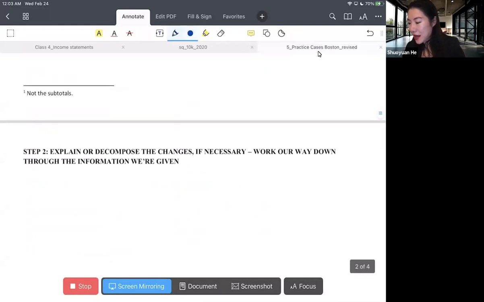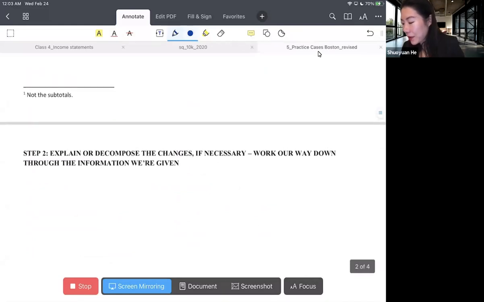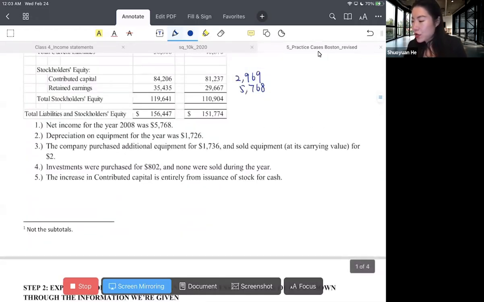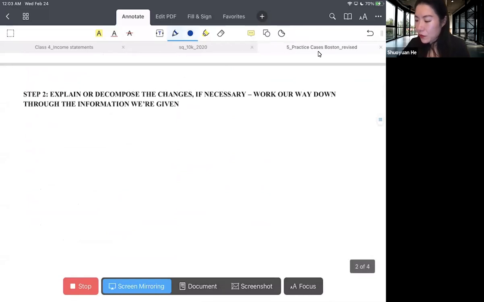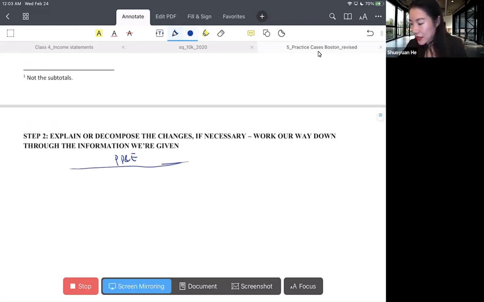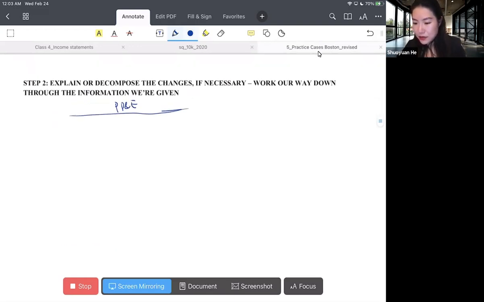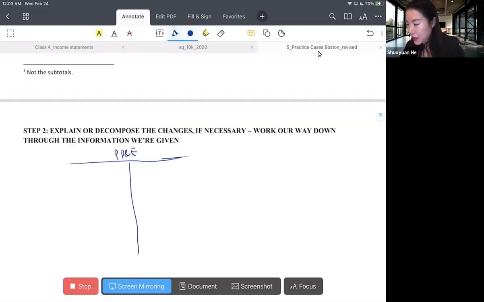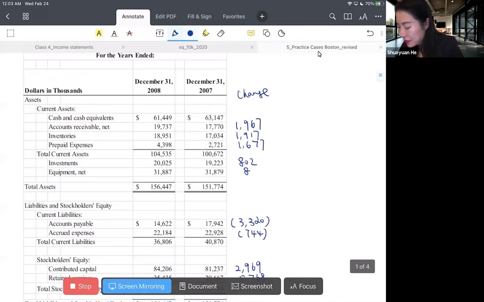And then the second step, explain or decompose the change if necessary. Work our way down through the information we are given. So there are two accounts here. We need to pay attention. The first is PP&E. So as you can see here, the PP&E, the change is 8.